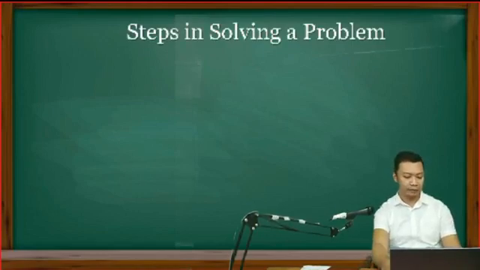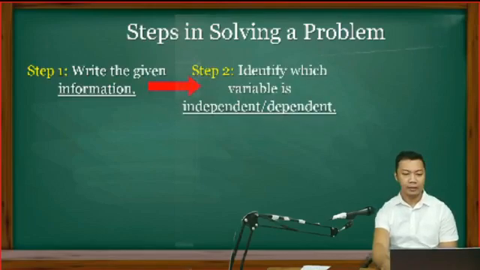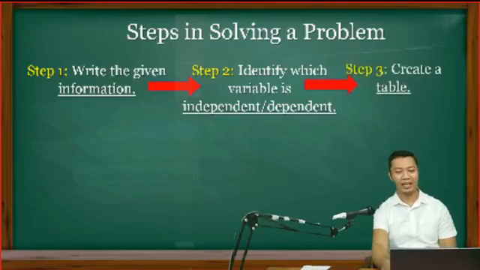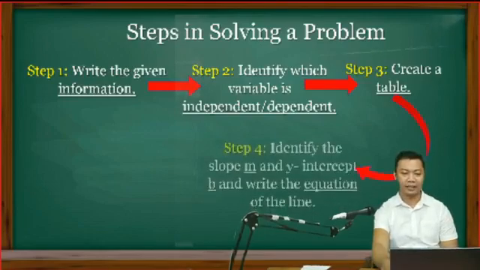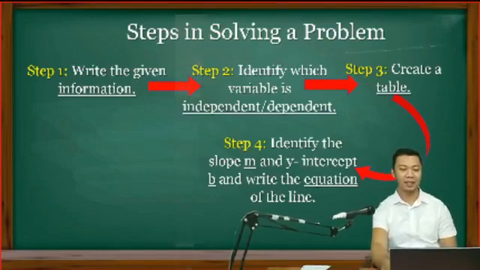And we also have the following steps. First one is to write the given information. Please take note of the word information. Then, step 2, identify which variable is the independent or dependent, our IV and DV. After that, we'll have step 3, in which we have to create a table. After that, step number 4, identify the slope represented by m and y-intercept represented by b, and write the equation of the line.